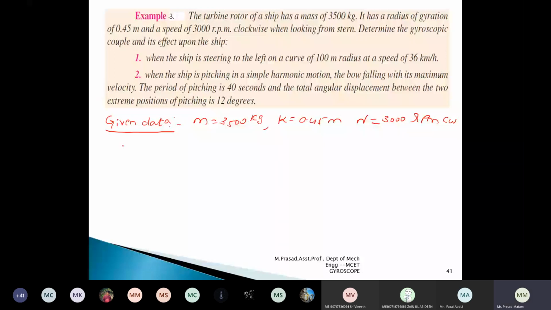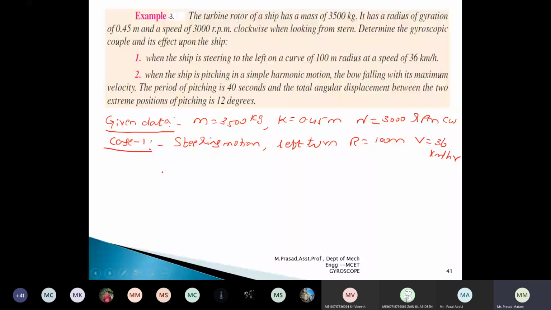I am writing case 1. Case 1 is when the ship is steering, means the type of motion here is steering motion, taking left turn. Left turn at radius r is equals to 100 meter with the velocity v is equals to 36 kilometer per hour. So for gyroscopic couple, what is the formula?